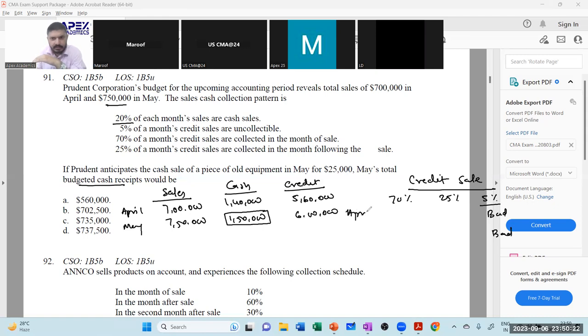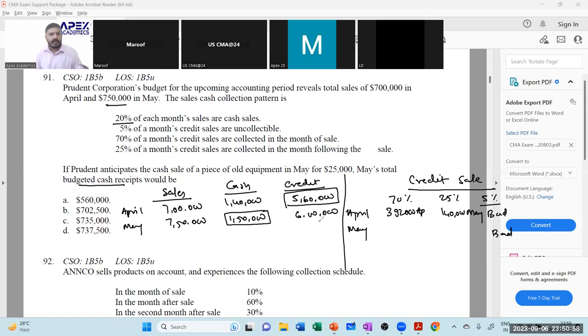So for April, 70% of the credit sale is collected in the month of sale itself. I will not move my finger to calculate, but I am doing holistic questions, so I will calculate it. What is the credit sale of April? 560. 70% of that is 392. 392 is collected in April itself. 25%: 5,60,000 multiplied by 25%. What is the answer? 1,40,000. This is collected in May.